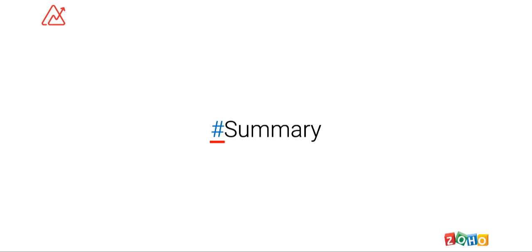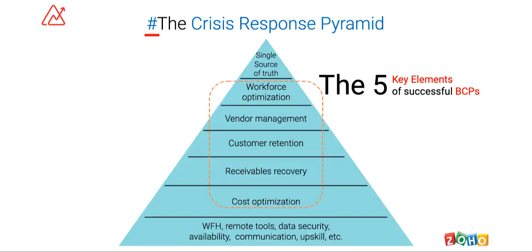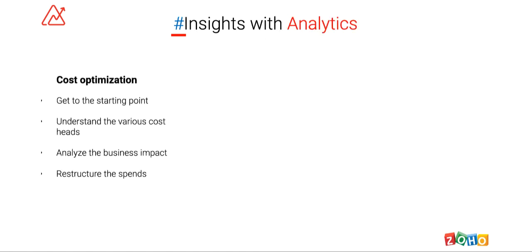So, with that, let me quickly summarize the webinar for you. We got started with the CRP, or the Crisis Response Pyramid. We spoke of the 5 key elements of successful BCPs. That's cost optimization, receivables recovery, customer retention, vendor management, and workforce optimization. From the cost optimization point of view, we understood how analytics helps you get started with your cost optimization journey. The analysis helps you understand the various cost heads, analyze the business impacts, and then finally restructure your spends.